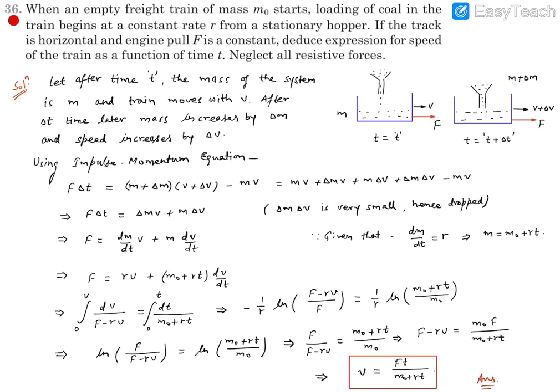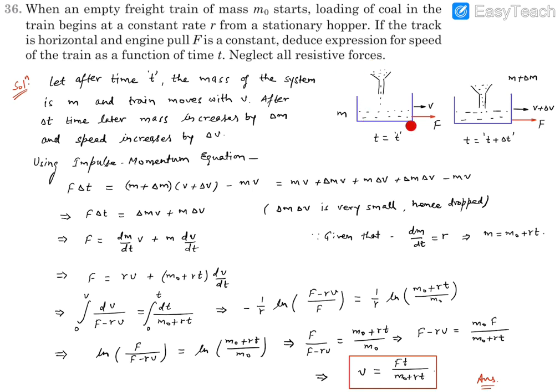Consider question 36. It reads: when an empty freight train of mass m0 starts, loading of coal in the train begins at a constant rate r from a stationary hopper. If the track is horizontal and engine pull F is a constant, deduce an expression for the speed of the train as a function of time. Neglect all resistive forces.